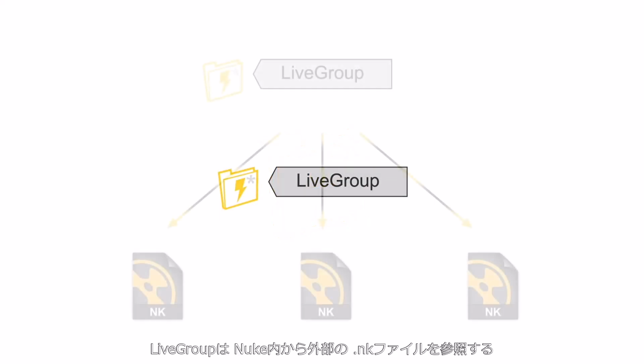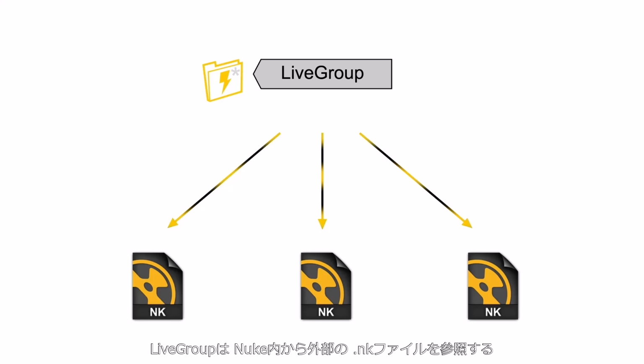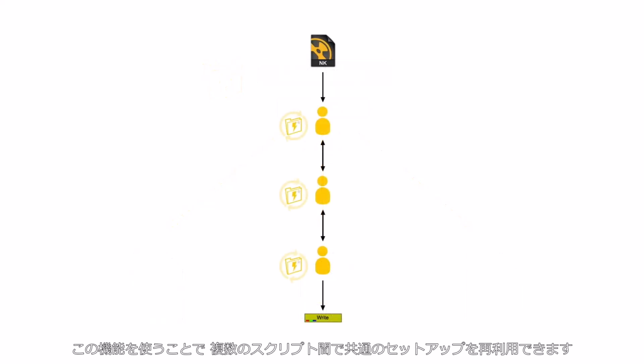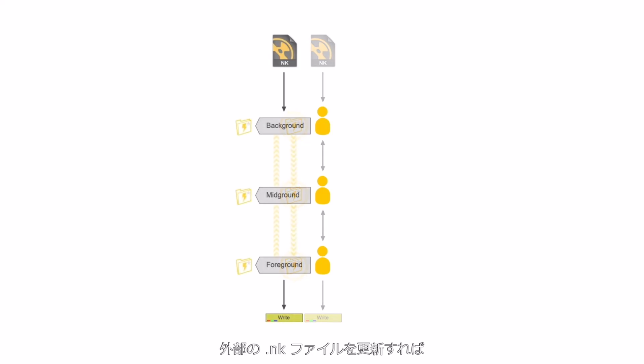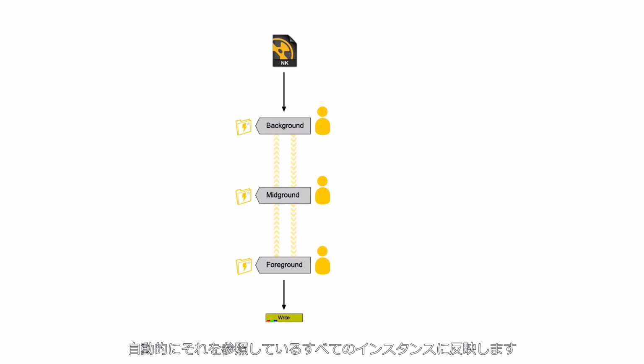All right, let's have a quick recap of what LiveGroups are inside of Nuke. A live group in Nuke is essentially a dynamic version of a group node that references an external .nk file. So this approach allows you to reuse common setups across multiple scripts. You can update the livegroup.nk file so every instance referencing it can receive those changes automatically.